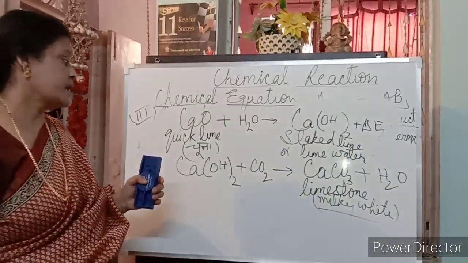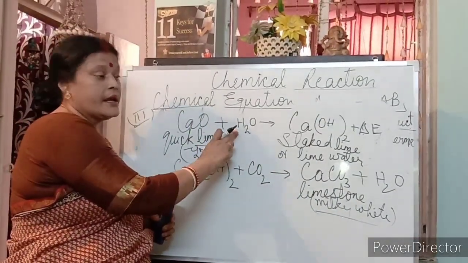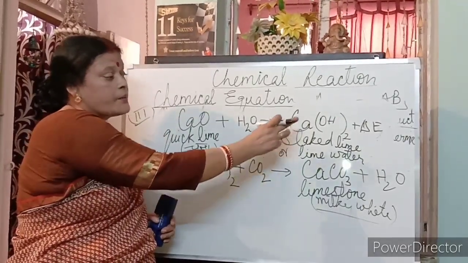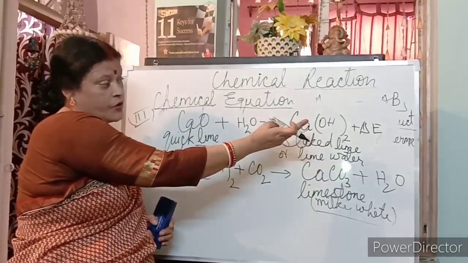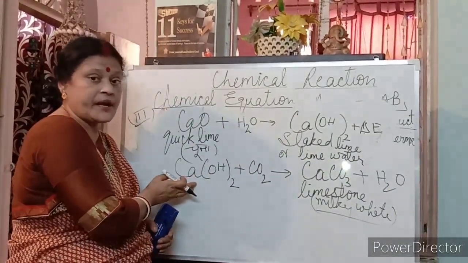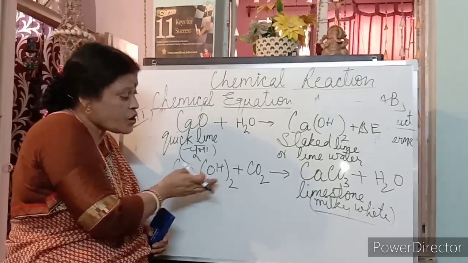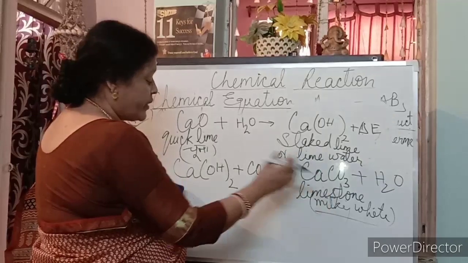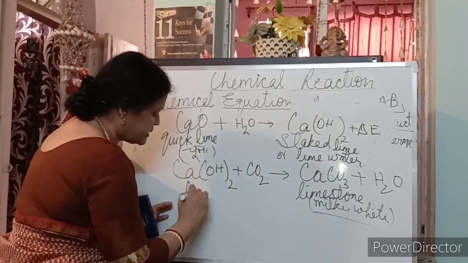See, again I am repeating. Quicklime, when it reacts with water, forms calcium hydroxide, that is liquid lime or lime water, plus hot bubbles will be released, that is called delta energy. And the same calcium hydroxide, when the painter applies it on the wall, will absorb carbon dioxide from the air and form the milky white. This is colorless.